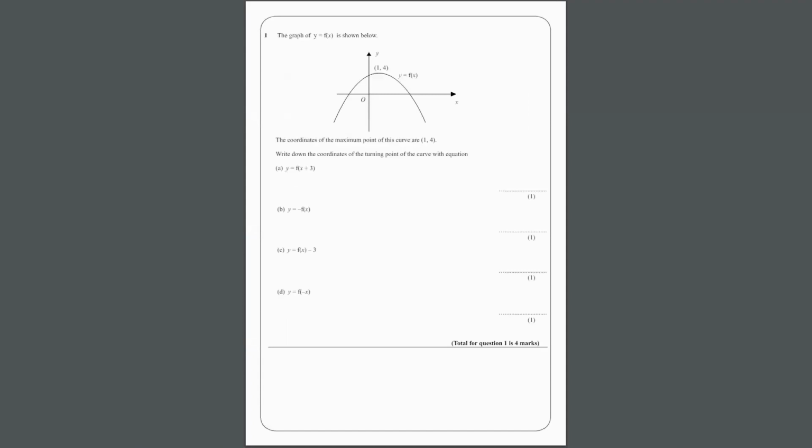So if you look at the first question, it says the graph of y equals f of x is shown below. Coordinates of the maximum point of this curve are 1, 4. So this over here is your maximum point. Write down the coordinates of the turning point of the curve with equation y equals f of x plus 3. Now remember, whenever you have a value being directly added to x or directly subtracted from x, it's going to be a horizontal translation.